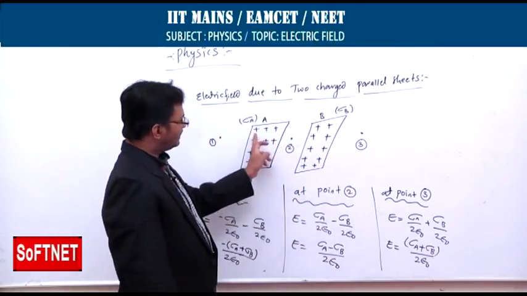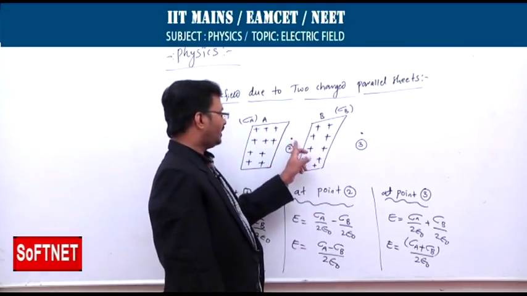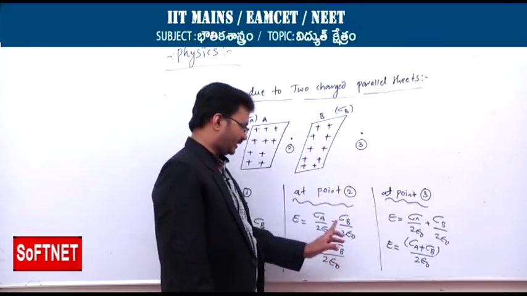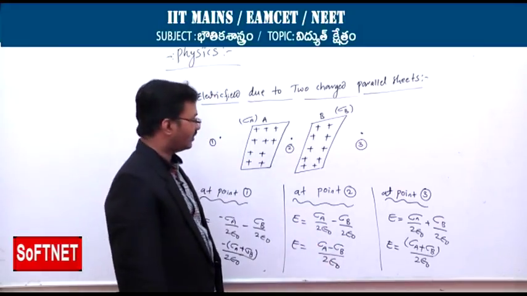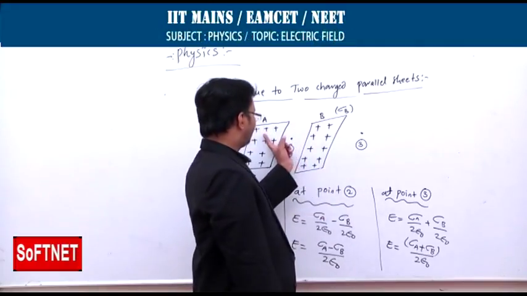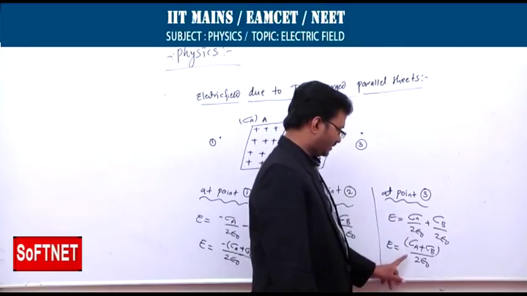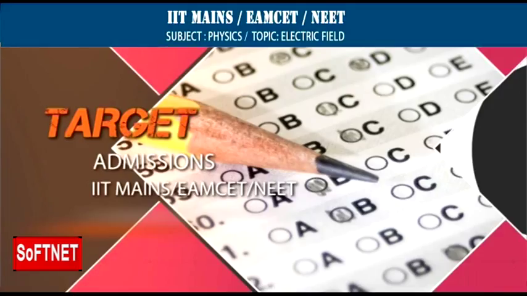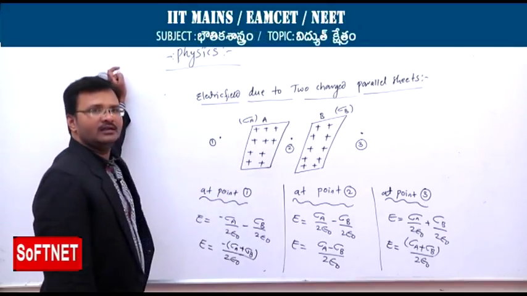Next, take region 2, point 2. Point 2 is on the right side of A, so that is why it is plus. Point 2 is on the left side of B, that is minus. So, E is equal to sigma A minus sigma B by 2 epsilon naught. For point 3, right side of sheet A and right side of sheet B, so here sigma A plus sigma B by 2 epsilon naught. So, this is the electric field due to two charged parallel sheets.